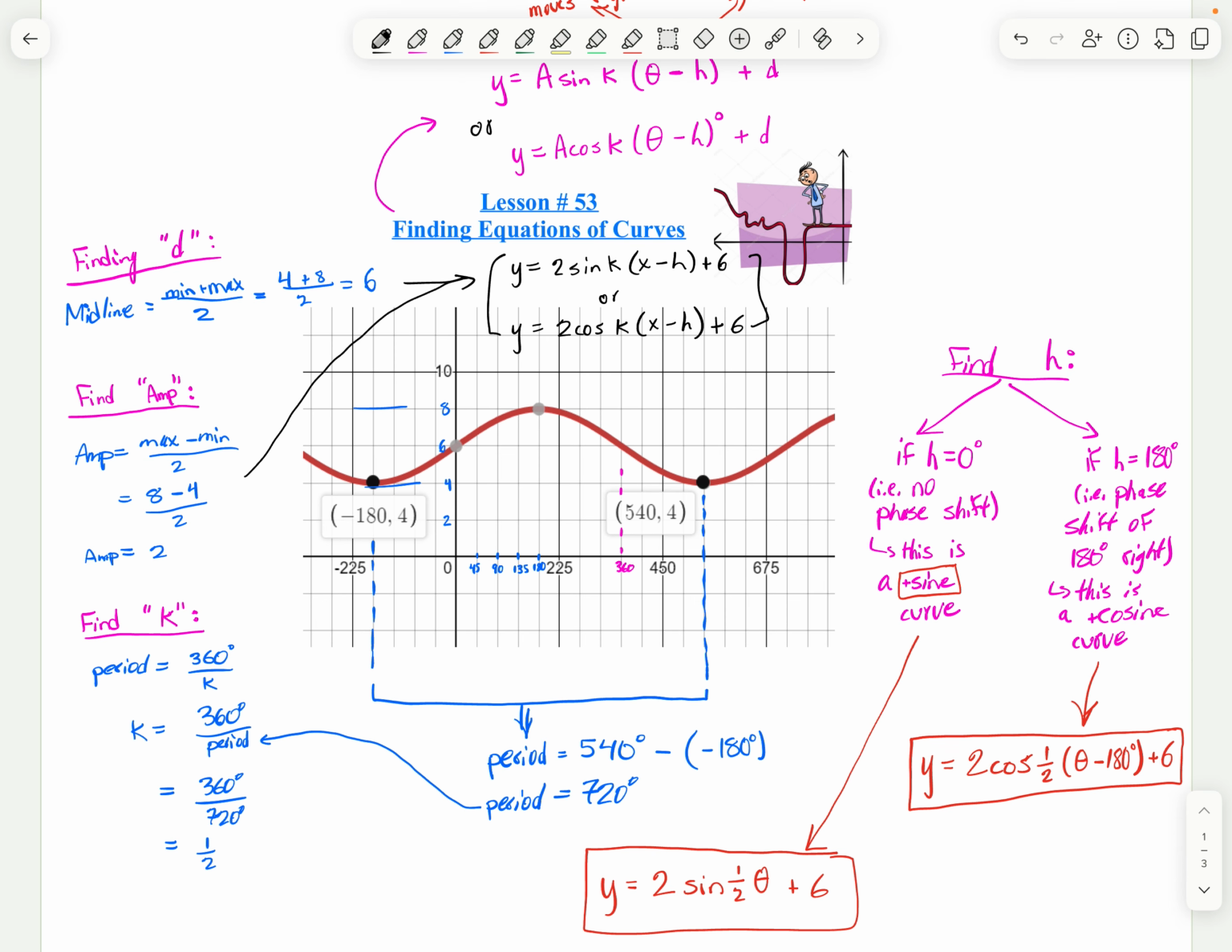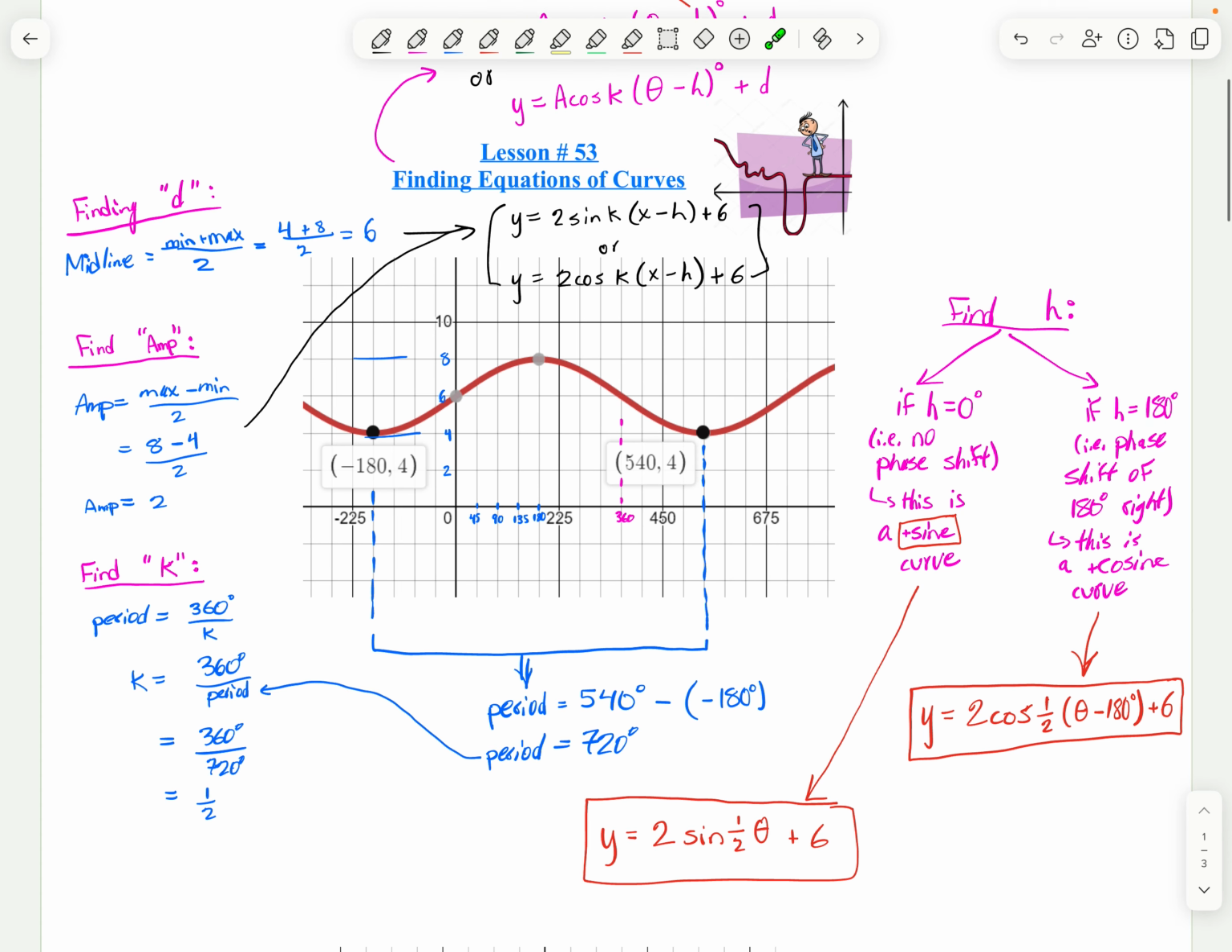Now we need the period. So on the graph, we could see one of the minimums is at an x value of negative 180. We could see another minimum here at 540. So the period is going to be 540 minus negative 180, which is 720 degrees.